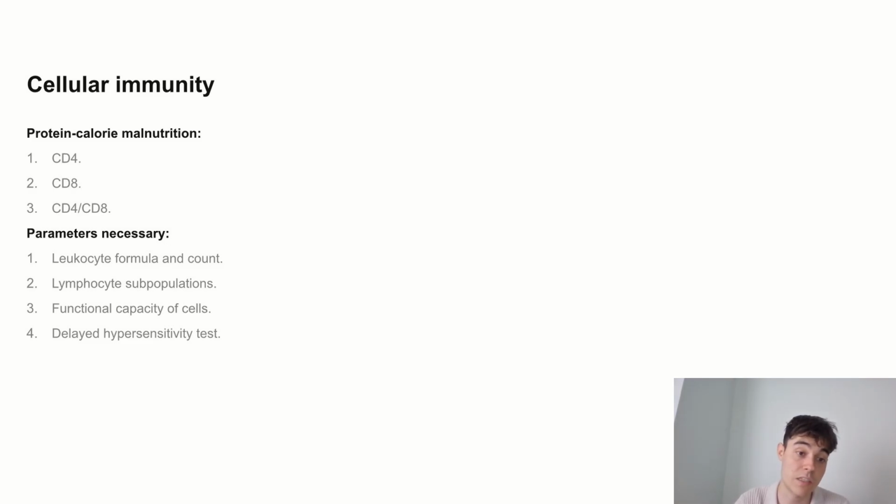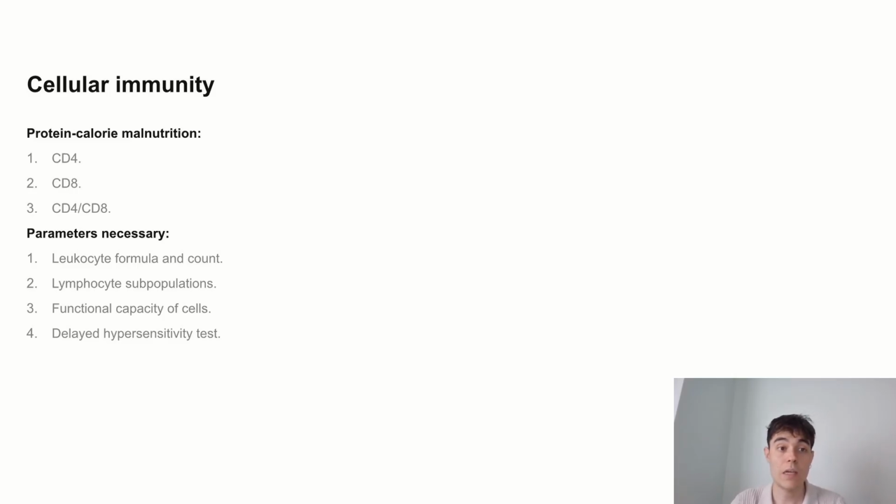Okay. The parameters necessary to perform a nutritional status assessment from the point of view of immunity are leukocyte formula and count, lymphocyte subpopulations, functional capacity of cells, and delayed hypersensitivity test. Okay, so we need to know how many leukocytes we have in blood, also which populations or subpopulations we have, and also, as we said before, the hypersensitivity test can show us how our immunological system is working.